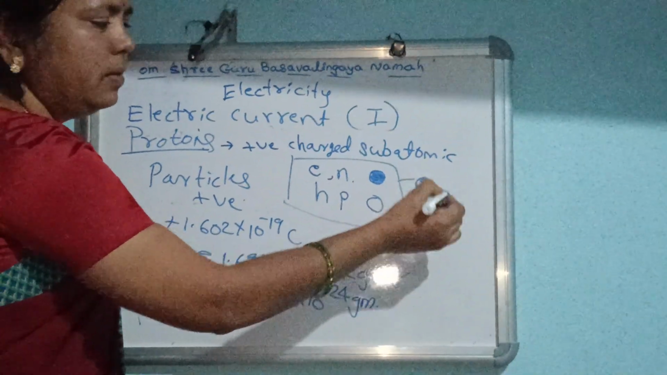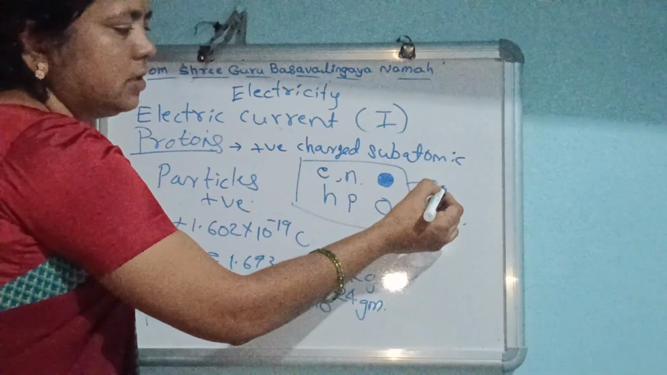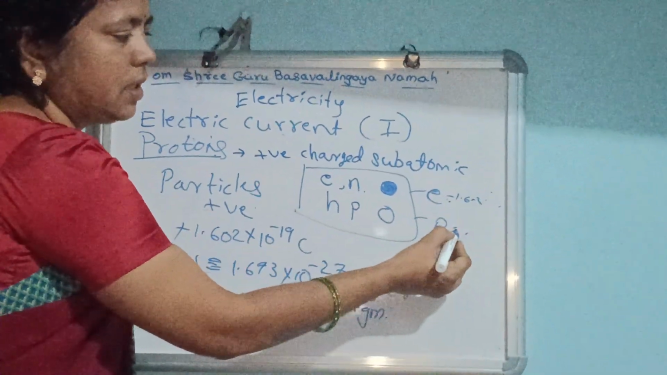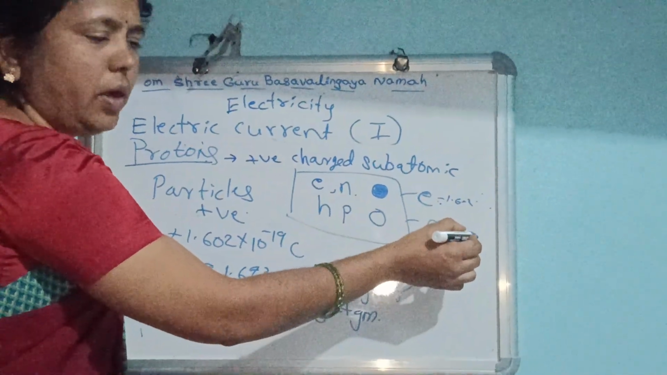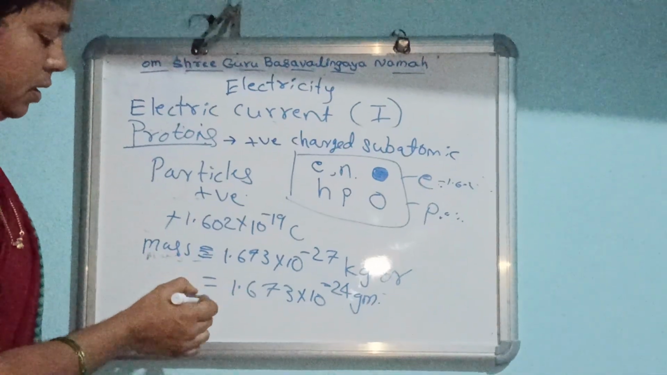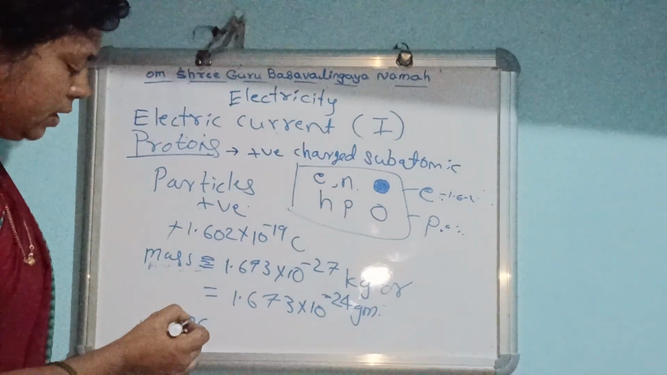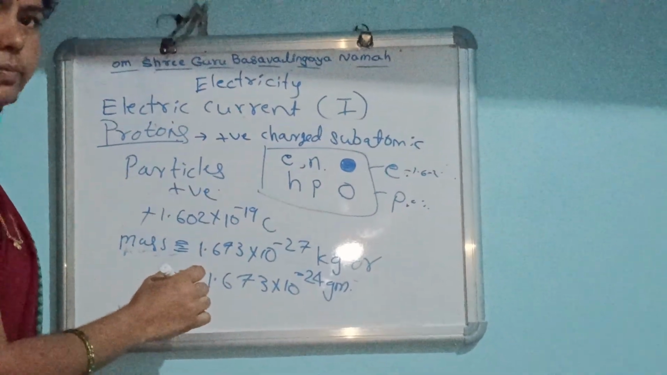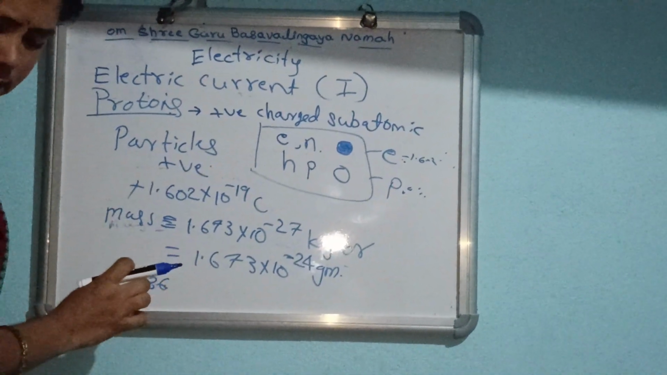Electrons are negatively charged particles, and protons are positively charged subatomic particles. The electron has a charge of -1.602 × 10^-19 coulomb, the proton has a charge of +1.602 × 10^-19 coulomb, and the mass of the proton is 1836 times greater than the mass of the electron. These are the differences and characteristics of electrons and protons.